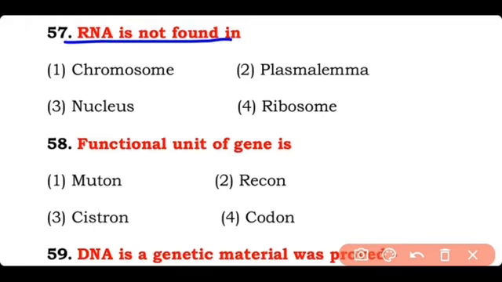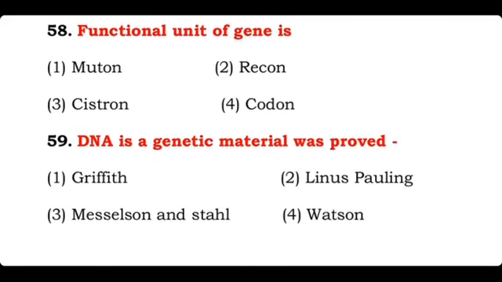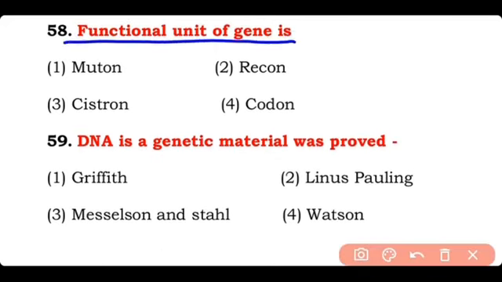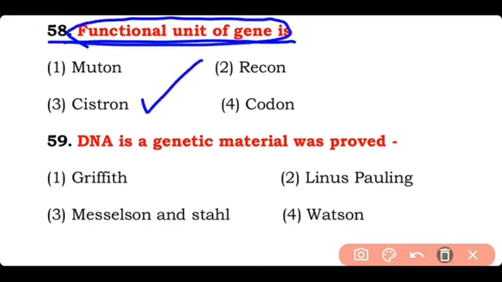RNA is not found in chromosome, plasma lemma, nucleus, ribosome. So correct answer is option 2. RNA is absent in plasma lemma. Question number 58. Functional unit of gene is muton, recon, cistron, codon. So correct answer is option 3. Cistron is the functional unit of gene.